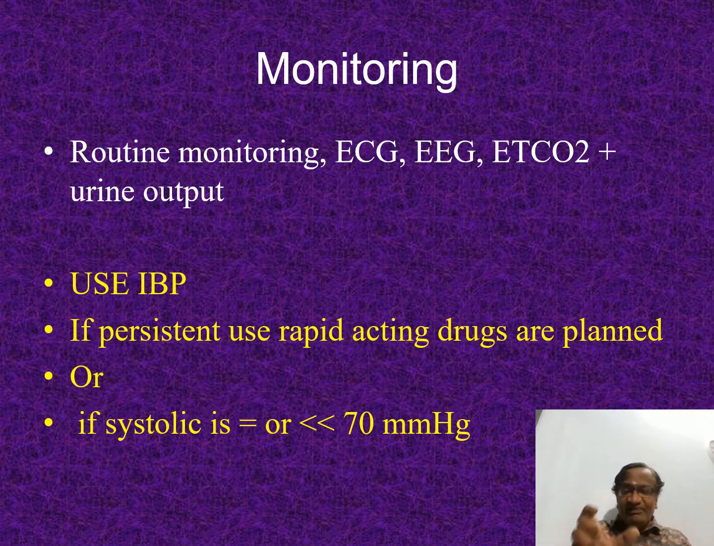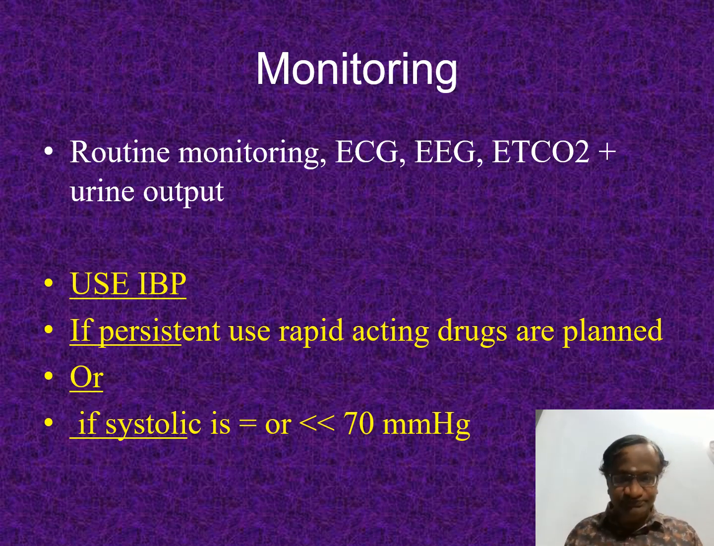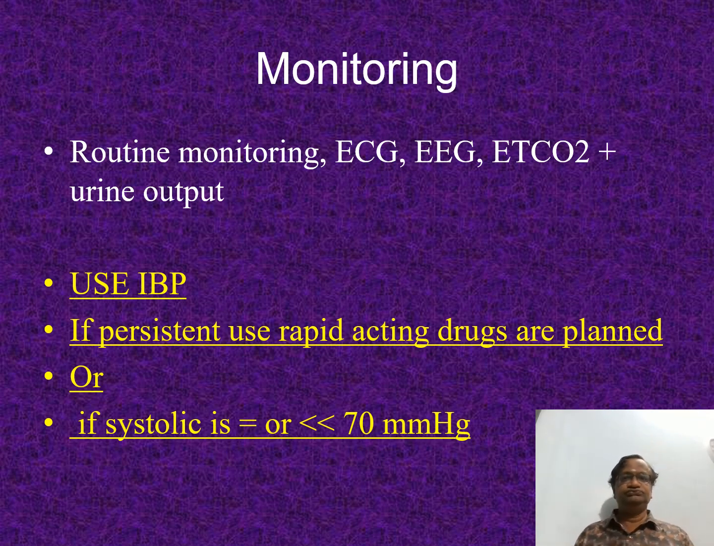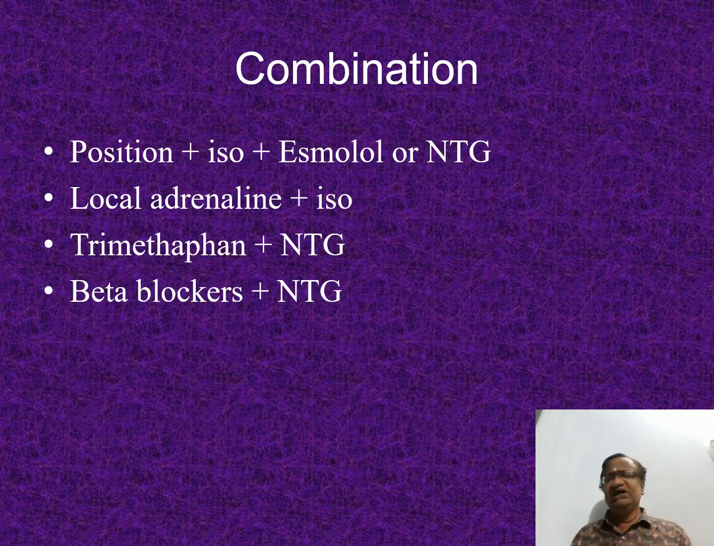Use IBP for rapid-acting drips if planned for some time. For example, if you want to use NTG for 15-20 minutes, we need not use IBP. If the surgery is major, the hemodynamic disturbance is supposed to be more. And if your controlled hypotension is going to be there for 1.5 to 2 hours, then preferably we can have an arterial cannula. This is what many people forget to say.